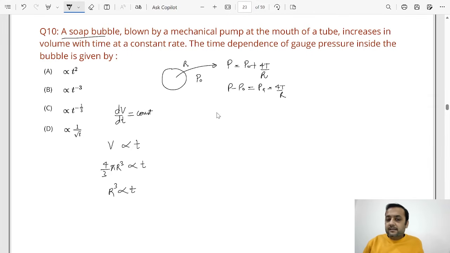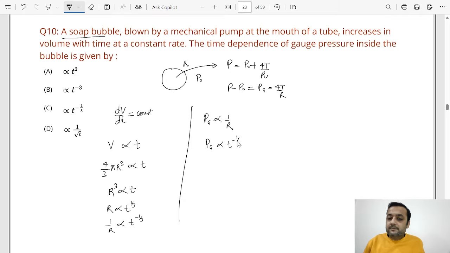So we have to find the variation of P gauge with time. P gauge you can see is directly proportional to 1 by R, and from here you can see that R is proportional to time to the power 1 by 3. That means 1 by R will be proportional to time to the power minus 1 by 3. That means P gauge is proportional to time to the power minus 1 by 3. Correct. So option C will be the correct answer for this question.